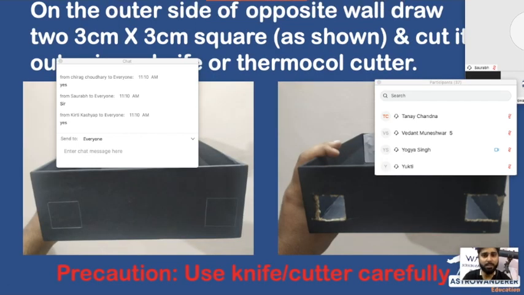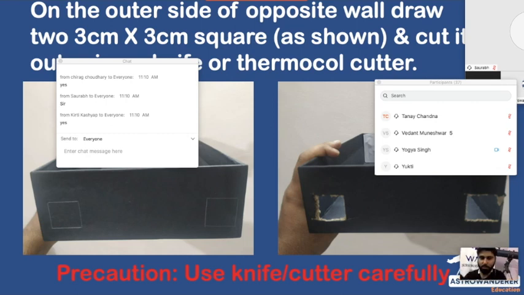So on the outer side of the opposite wall, that means the wall on which I have stuck this paper is on this side. On the opposite side, I have this box over here, right? You can see this. This is what you all are making, right? If I open it, you can see I have pasted it with white sheet over here, and on the opposite side, you make two holes.